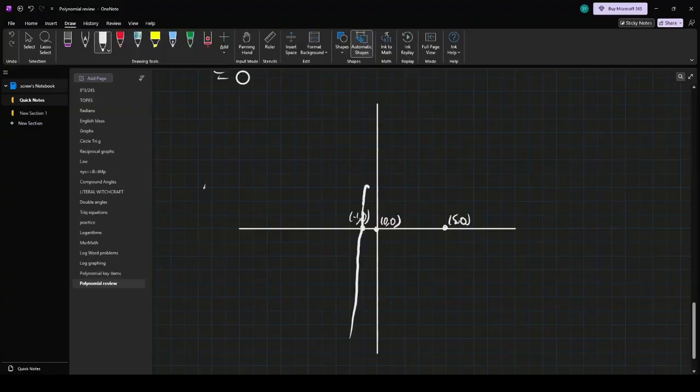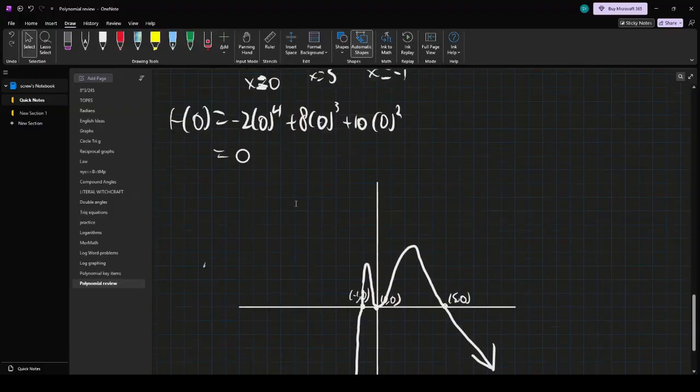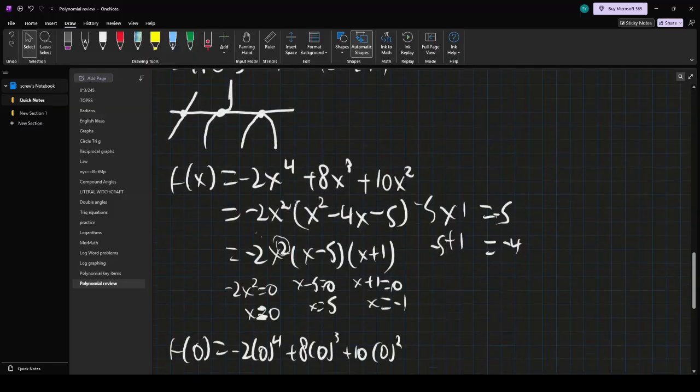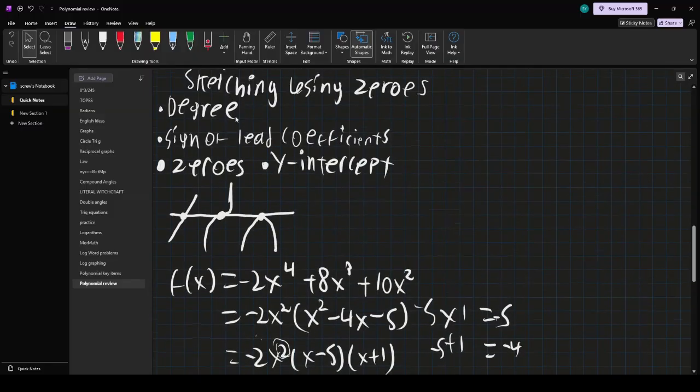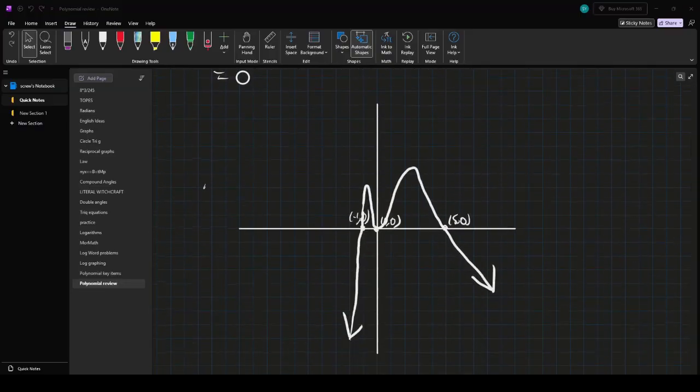Linear type root, quadratic type root, linear type root, and then draw your arrows. That's it. That's the most simple way to graph it. So degree, sign of leading coefficient, zeros, y-intercept. That's it for part 1. And then part 2 will be equations and inequalities and other things.